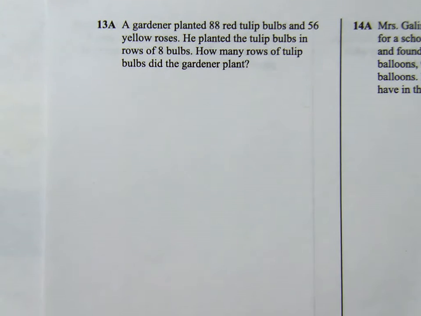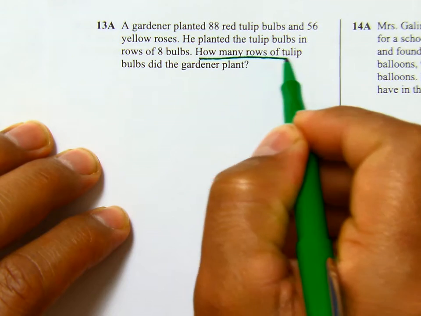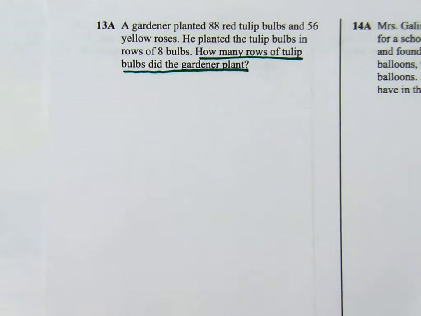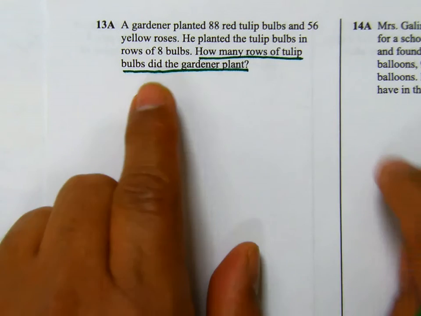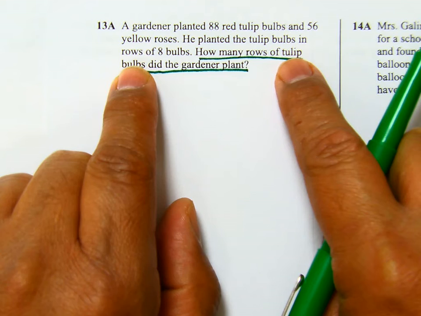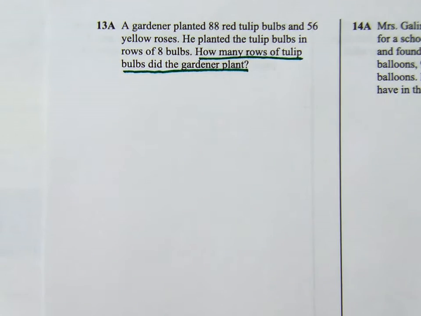So our next step would be to underline the question, or what is being asked of us. The question today is, how many rows of tulip bulbs did the gardener plant? So we want to find out how many rows of tulip bulbs were planted.